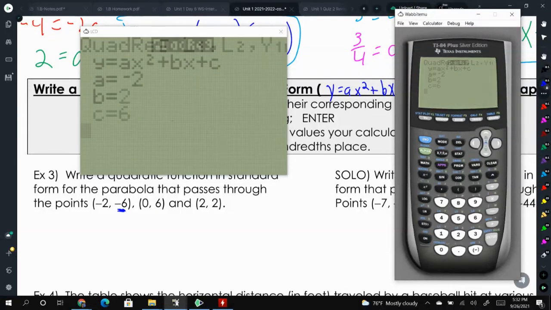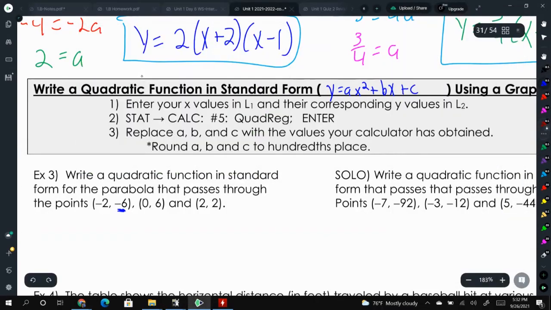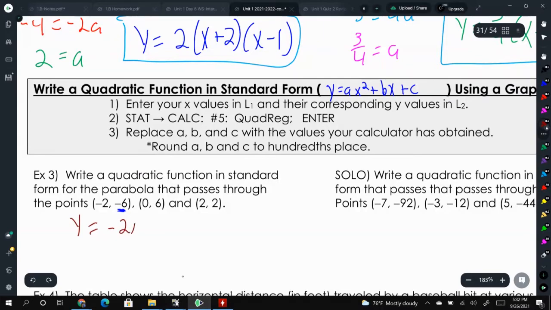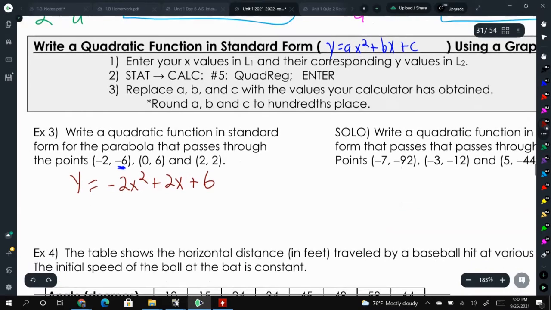And then calculate. So you see it says ax squared plus bx plus c, and it gives us our a, b, and c values. So that means my equation is going to be y equals -2x squared plus 2x plus 6. And that's our answer.